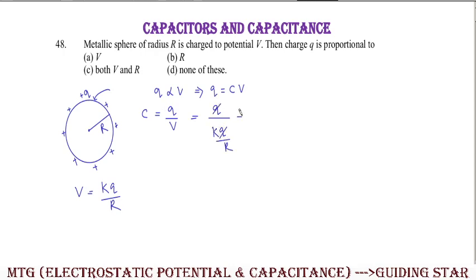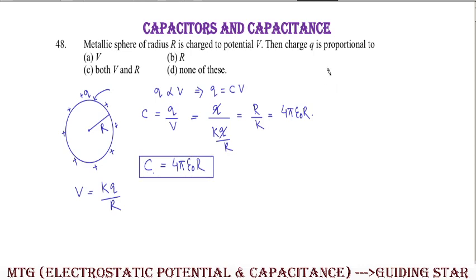So q got cancelled out. Finally we get r upon k, which is nothing but 4 pi epsilon naught r. That means the capacitance of a metallic sphere of radius r will be 4 pi epsilon naught r. Always remember, if r is constant, then the capacitance of the given metallic sphere will be constant. If we increase the value of r, then the capacitance will increase. So this is one relation we are getting here.